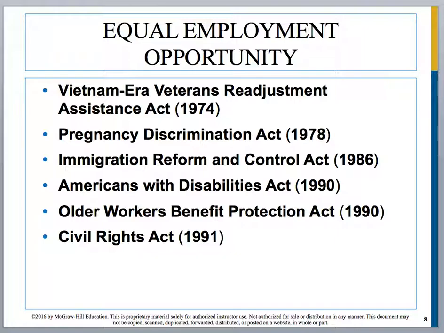A second aspect of this act is concerned with the burden of proof for companies where they have intentional discrimination lawsuits. And so the court began to ease the burden of proof requirements on companies around 1989.